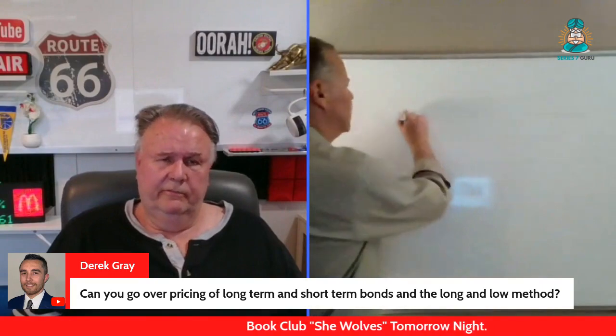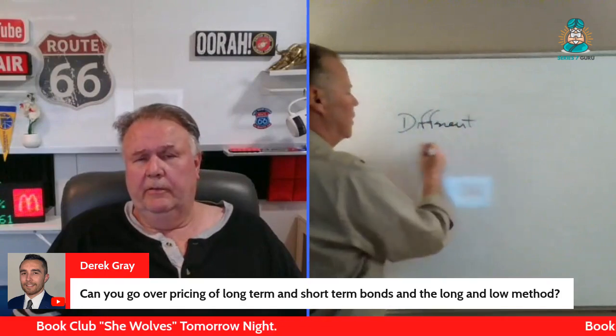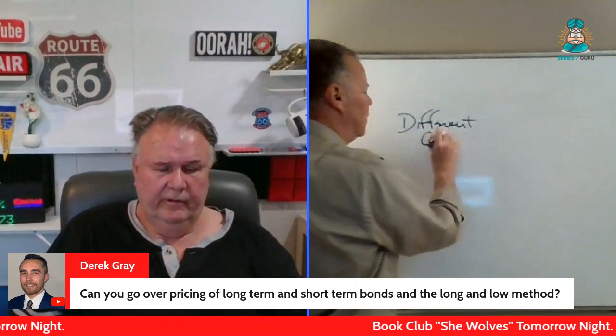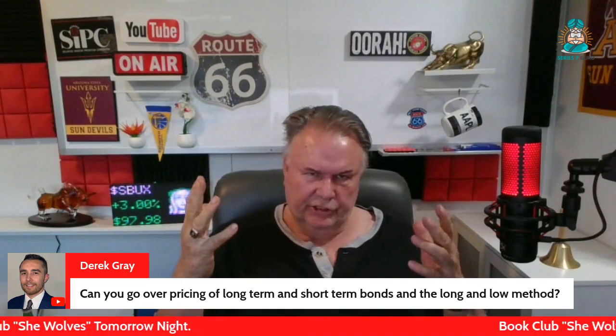Can you go over the pricing of long-term and short-term bonds and the long and low method? The answer is yes. So in pricing of bonds, if anybody ever asks you about economics, finance, or investments, and you want to sound smart, you should say it has a lot to do with interest rates. If you just shut up, you sound good.